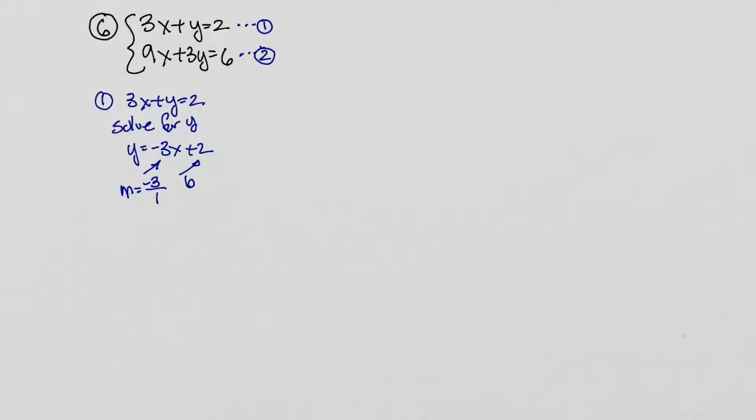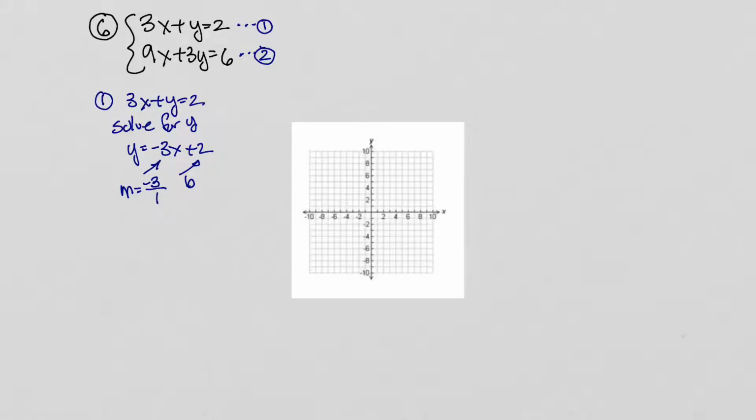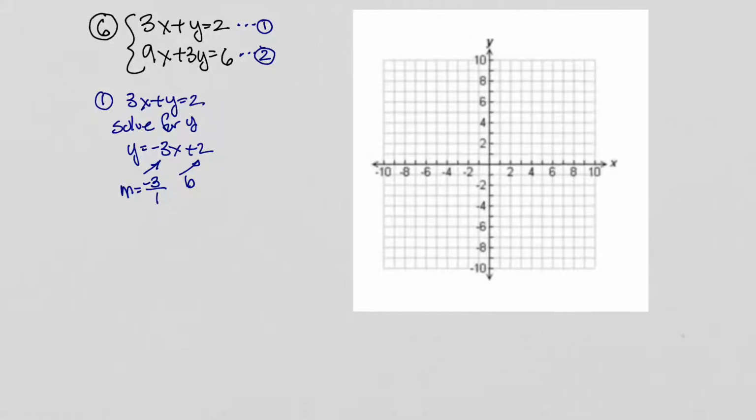So let's get ourselves a coordinate system here. So we just say it magically appears. Let's make it a little bit bigger. Now I'm going to start by plotting the y-intercept. So the y-intercept is at 2, so I'll put a point at 2 here. And then I'm going to use the slope to get another point.